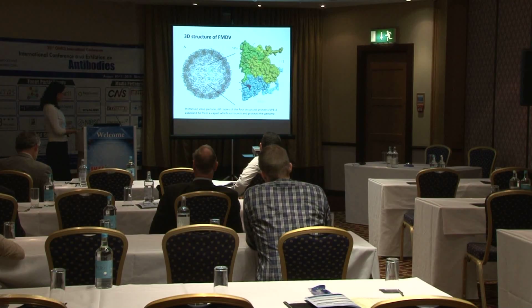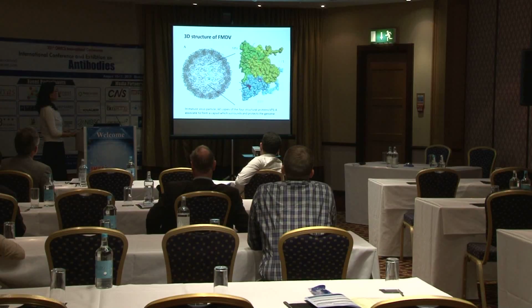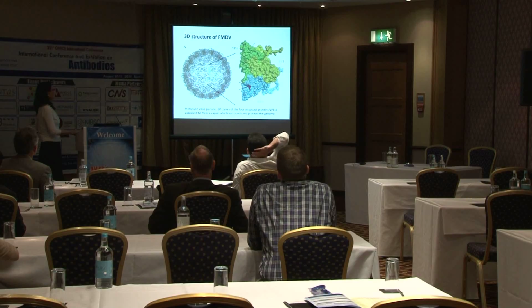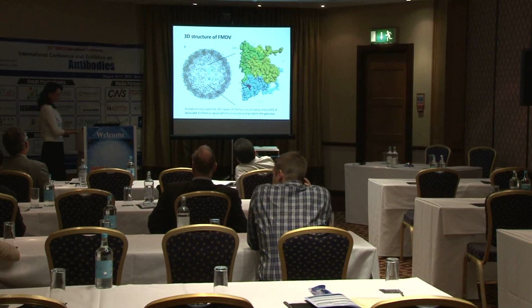And this is an FMD virus 3D structure. The FMD virus contains 4 structural proteins: VP1, VP2, VP3, and VP4. VP1, 2, and 3 are exposed on the surface, and VP4 is internalized. So in mature viral particles, 60 copies of those structural proteins associate to form a capsid that surrounds and protects the genome.